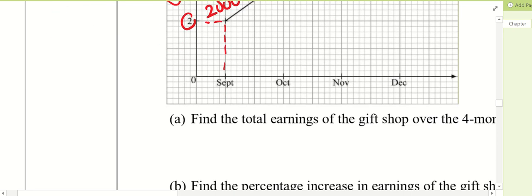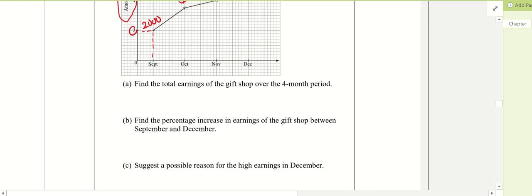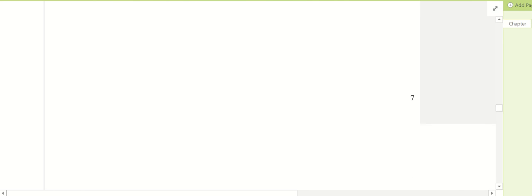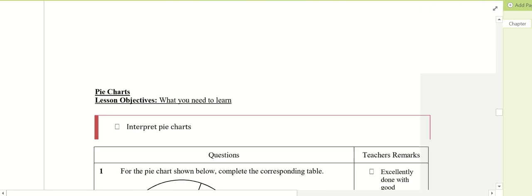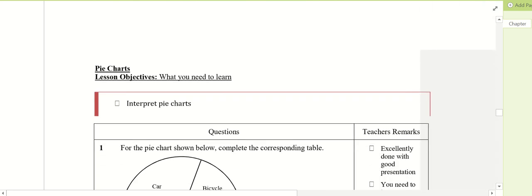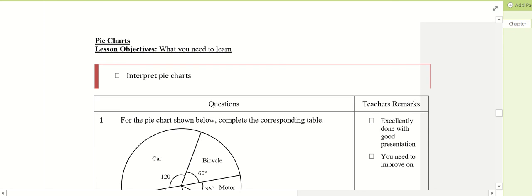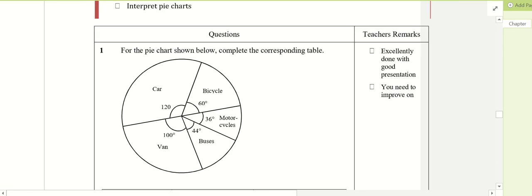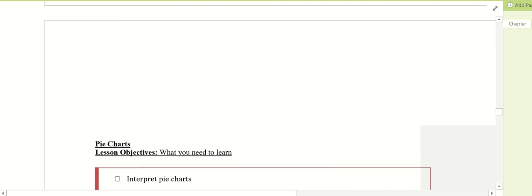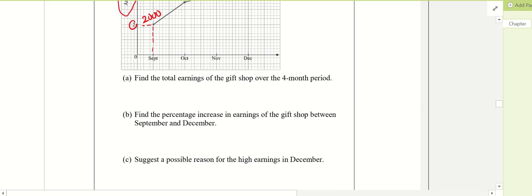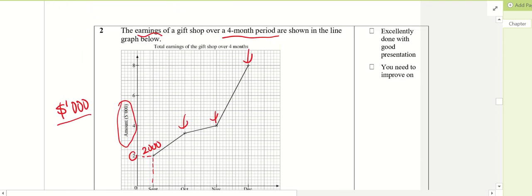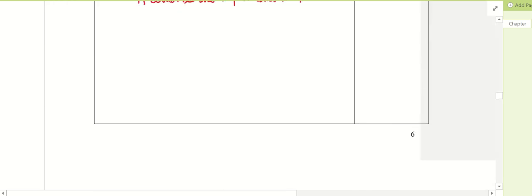All right, so try it on your own. We will discuss this when we return back to school next week. All right, so that's it for this lesson. In the next lesson, we will be looking at the pie chart. But meanwhile, just try all the examples that I did not go through in detail. I did not show the answer.